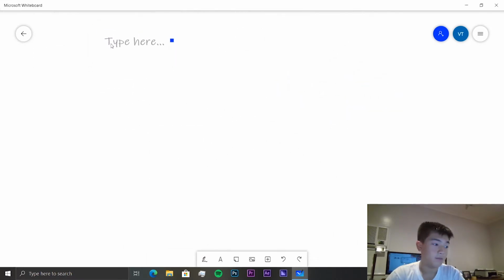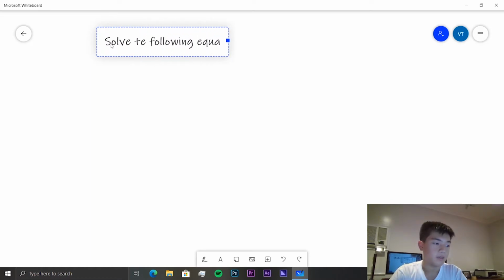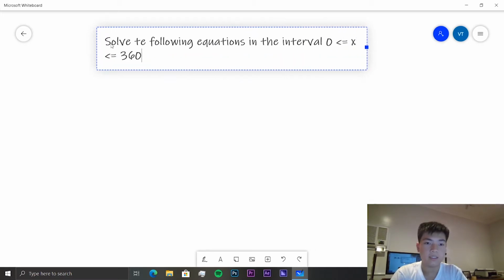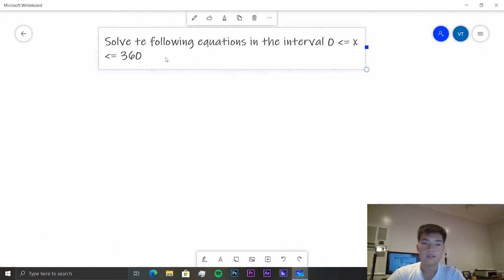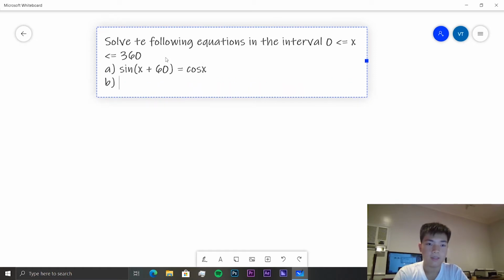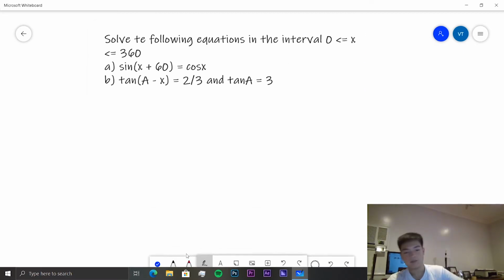We have: solve the following equations in the interval 0 less than or equal to x less than or equal to 360. And we have two we need to solve. The first one is sine of x plus 60 is equal to cosine x. And the second one is tangent of a minus x is equal to 2/3, and tangent of a is equal to 3. Okay, so let's solve the first one first.